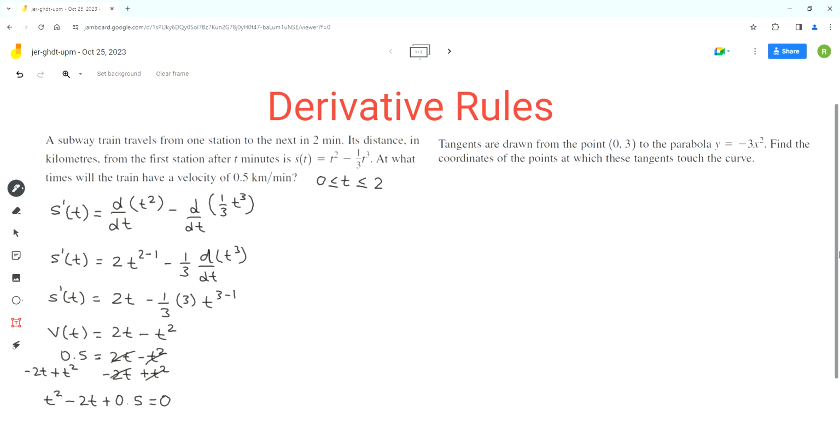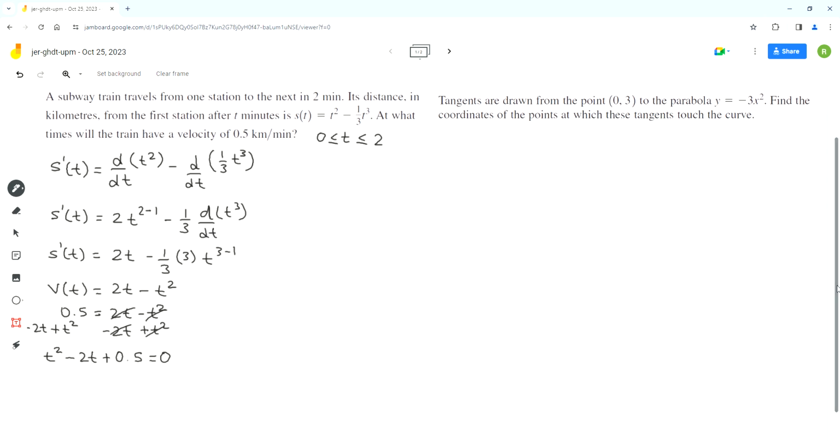So the first step is to write the quadratic formula. The quadratic formula can be written in terms of t here. So t equals negative b plus or minus square root of b squared minus 4ac over 2a. Now we have to write down the values of a, b and c which come from this quadratic equation. So a is the coefficient of the t squared term, which is 1. b is the coefficient of the t term, which is negative 2. And c is the number term, which is 0.5.